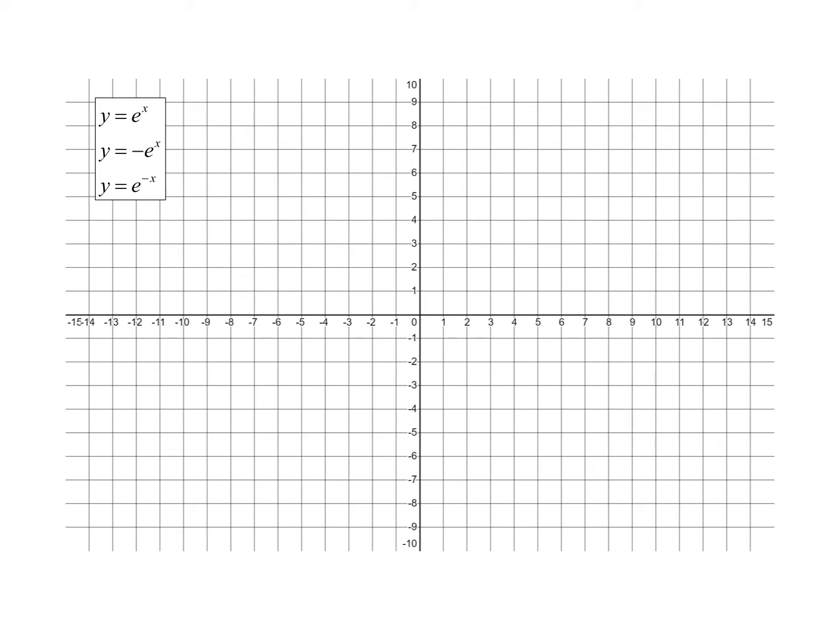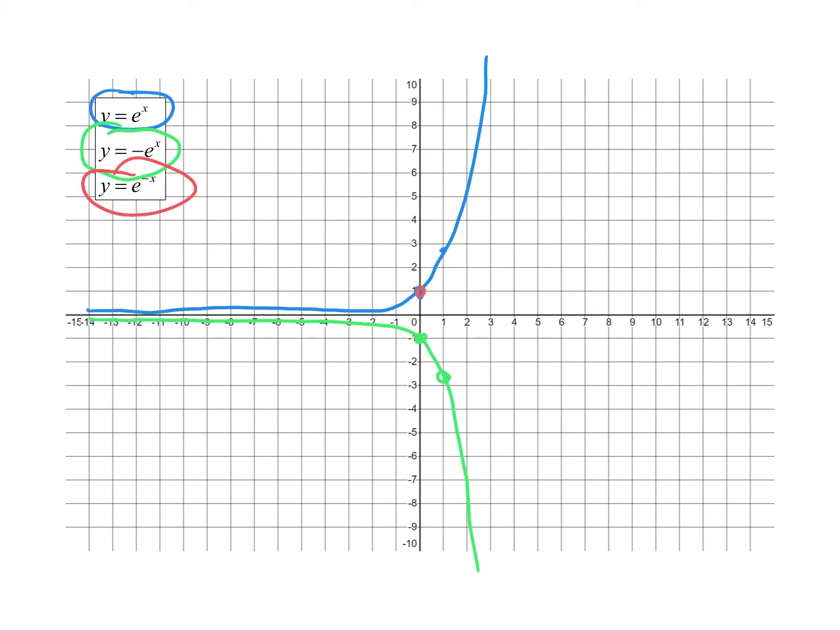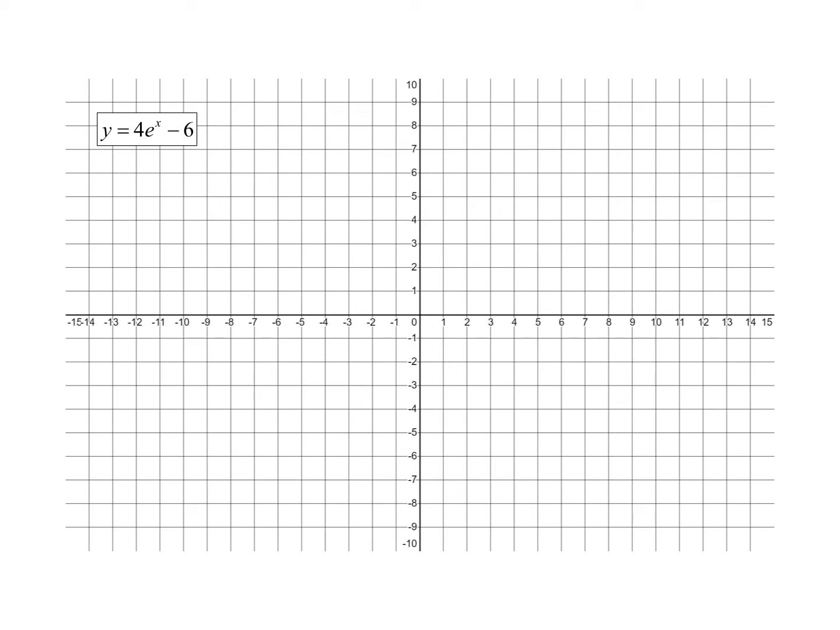On this slide, we're looking at e to the x and what negative does to it. So as we saw in the last slide, e to the x looks something like this. If we put a negative in front, this flips it upside down. But by putting a negative in the exponent, it flips it left to right.